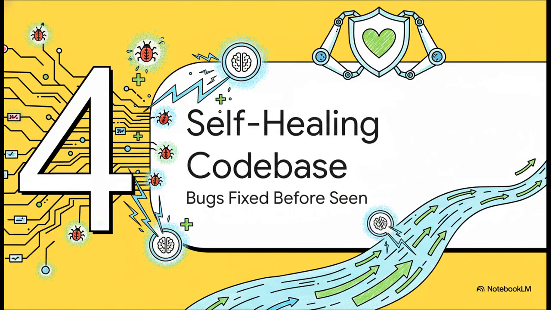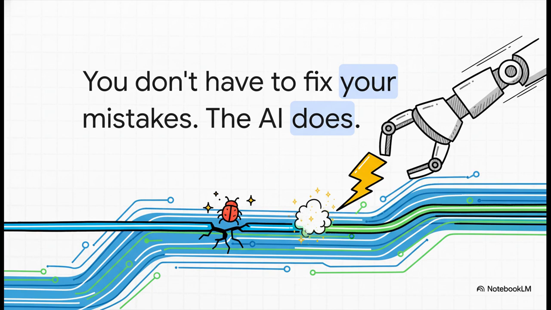Now, when you start putting these tools together, something really profound starts to happen. You move way beyond just simple cleaning. What you end up with is a code base that starts to heal itself. It's fixing issues on its own, proactively, sometimes before a human even realizes there was a problem. And that is the key benefit, right there. You don't have to fix your mistakes, because the AI does it for you.